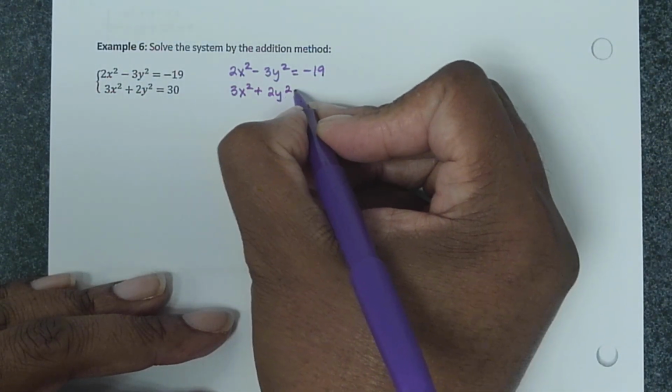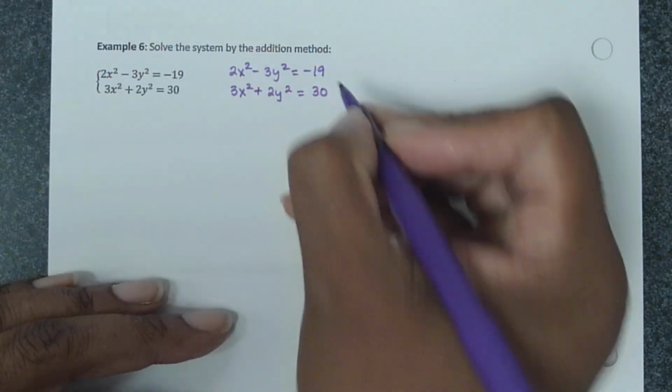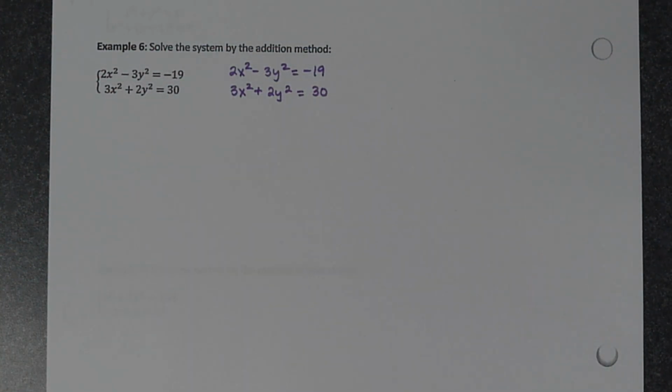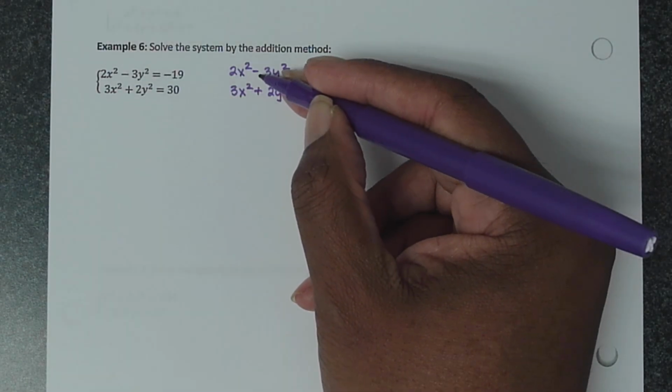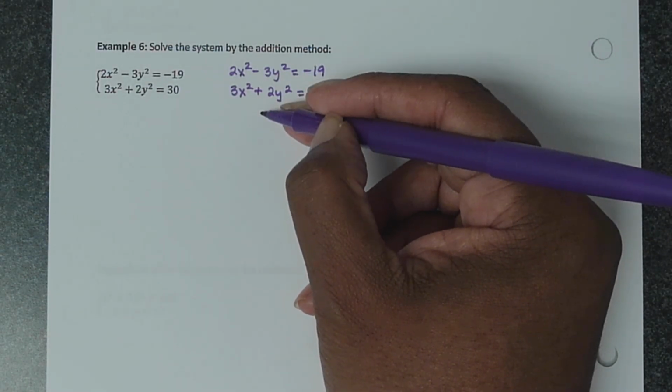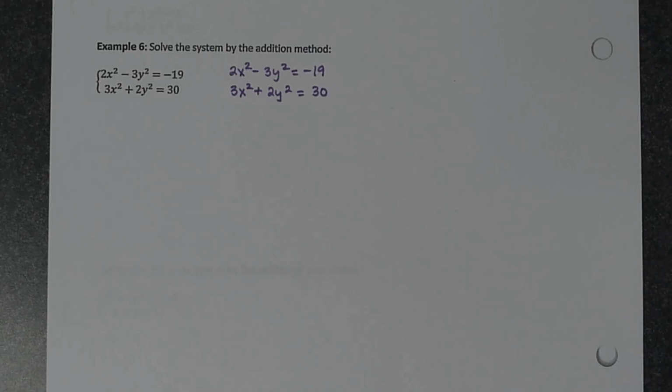Now we're going to use the addition method on here. But notice, let's see what we can eliminate. Let's try to eliminate the y squared because I've already got opposite signs here, so let's try to do that. We're going to have to multiply both equations by some appropriate number here.